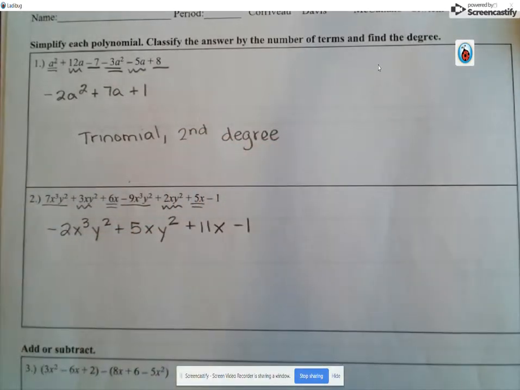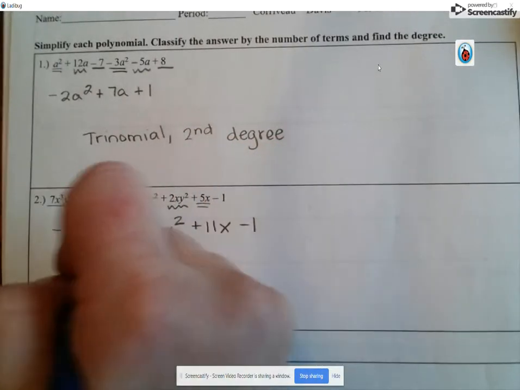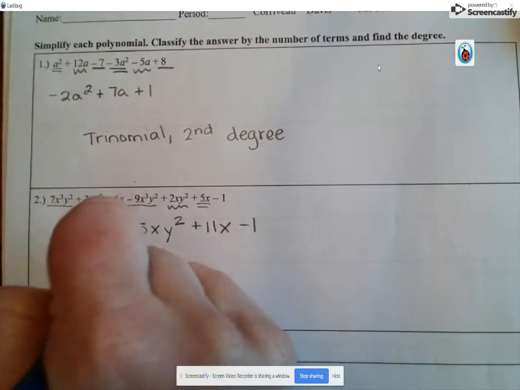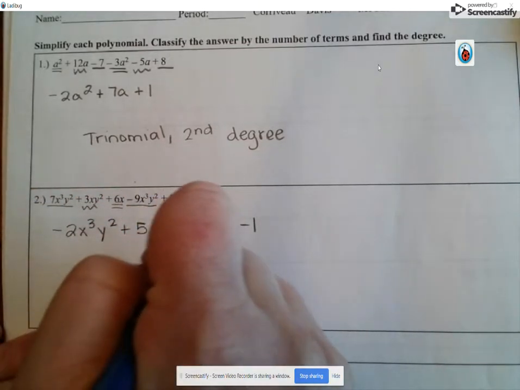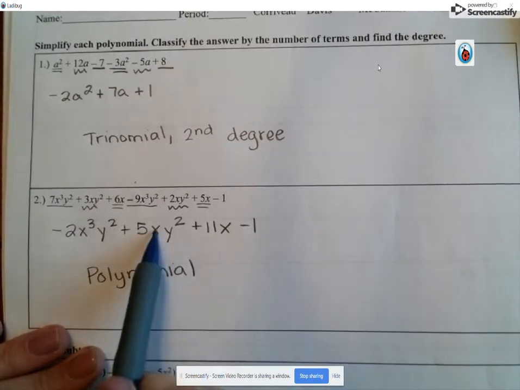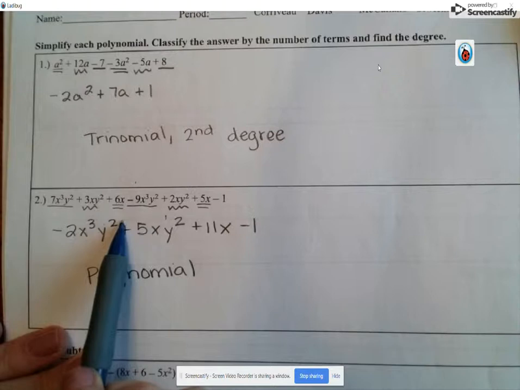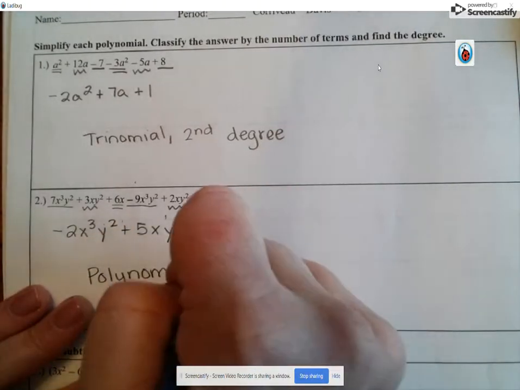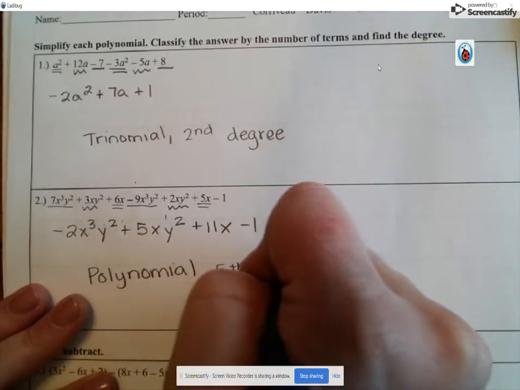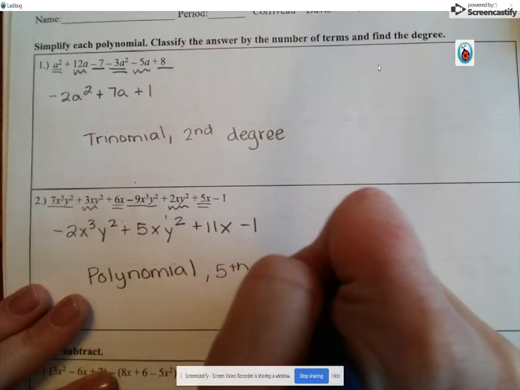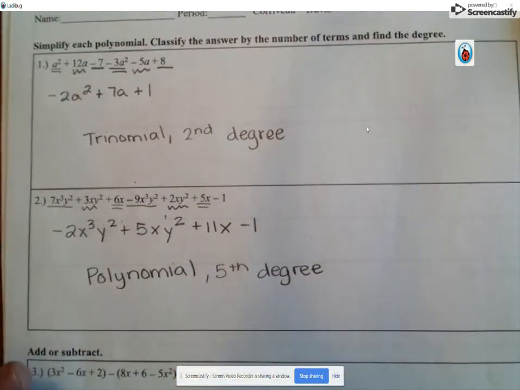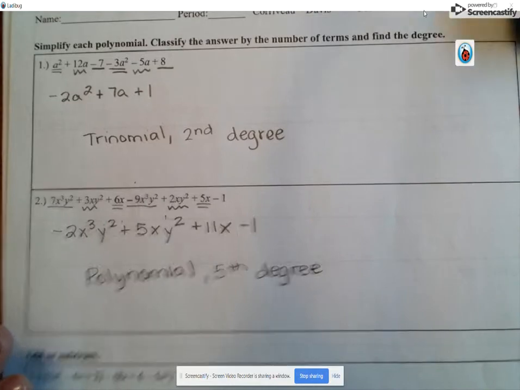Okay, since I have 4 terms, there's no official name besides polynomial for that. And I want to look at my highest degree or combination. So if I look here, this would be 1, that would be 3. But if I add 3 and 2 together, that's 5, which is the highest degree. So we'll say 5th degree. And that would be how we would do number 1 and number 2. I can stop the recording now.